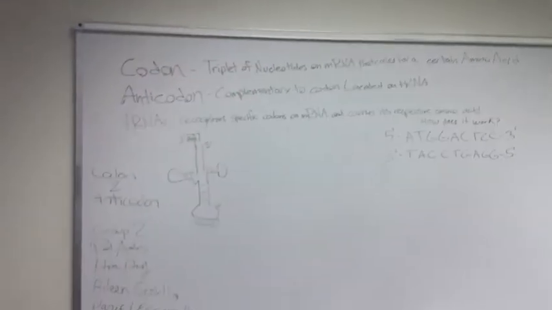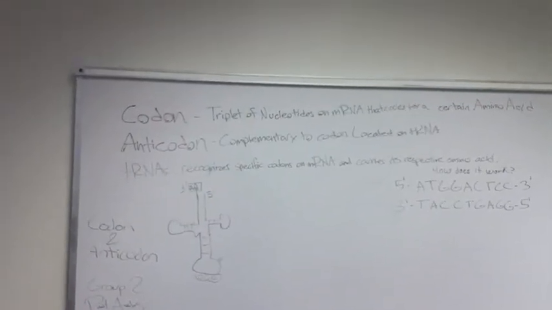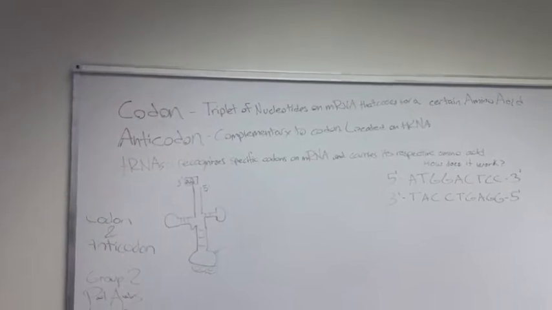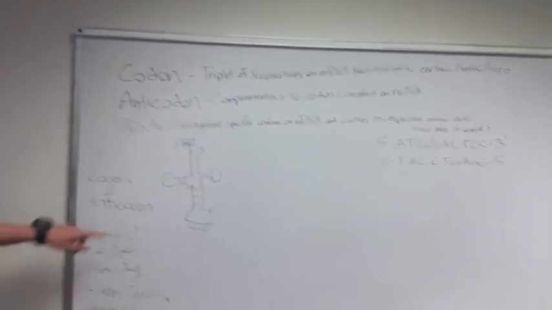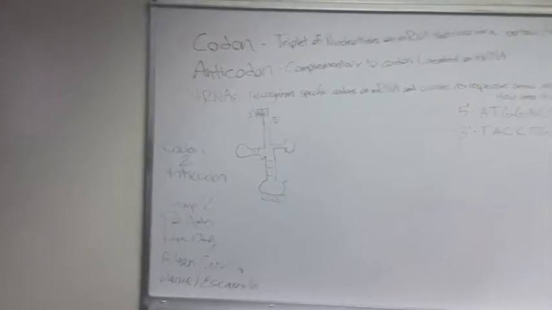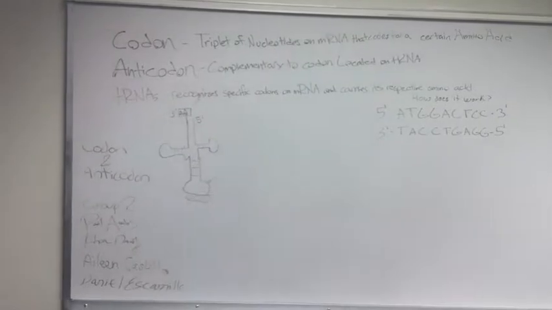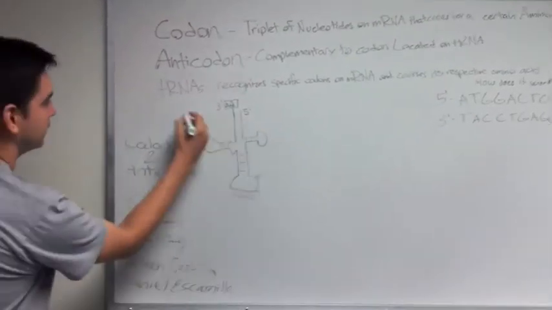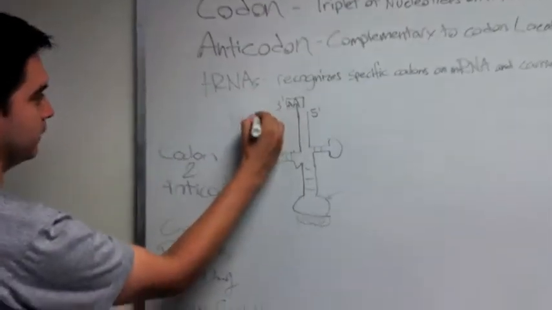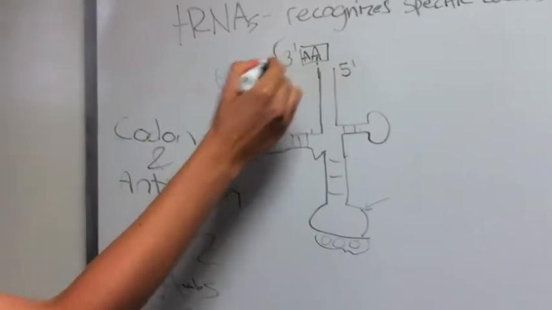So the anticodon is complementary to that codon, and it is located on the tRNA. The tRNA, which we have a picture of here, recognizes specific codons on the mRNA strand and carries its respective amino acid. So, like I said, this is a tRNA. Here we see that it's carrying the amino acid at the top.